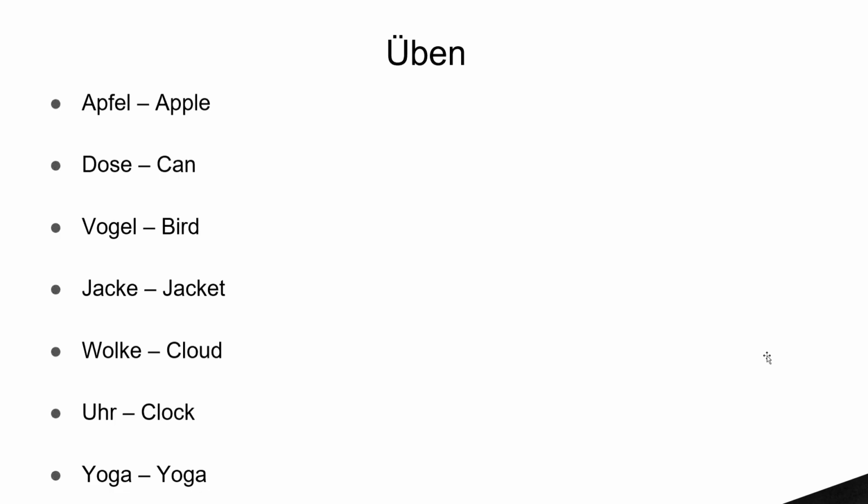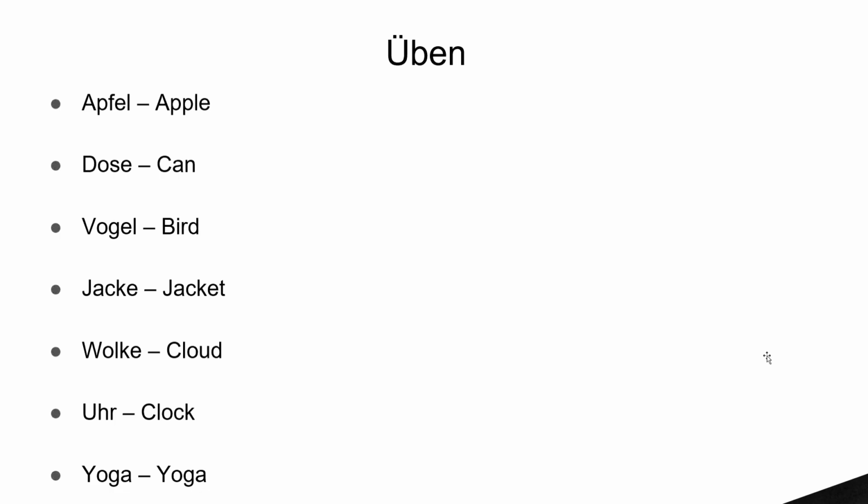Uhr. Uhr means clock, and the H in this case is silent. Uhr. And finally, yoga, just like the English version of the word. Yoga. Now we are finished with the basic letters.